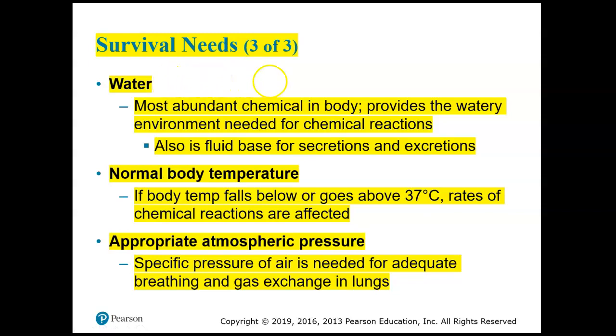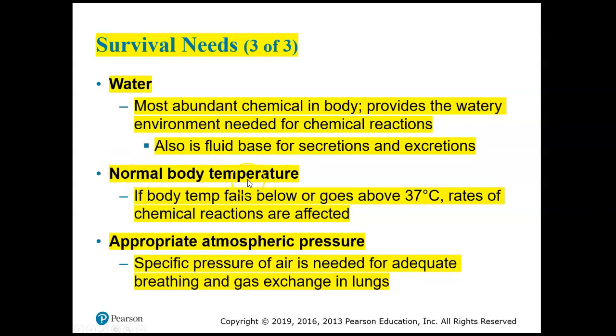It's the fluid base for your blood plasma, which is the fluid that your red blood cells, white blood cells, and platelets are surrounded by. The fluid component of the blood. Water is the fluid base for lymph, which is found within your lymphatic system. And then, of course, your cytosol, which is found in the cytoplasm, the inside of your cells, is composed of a fluid-based, a watery-based solution.